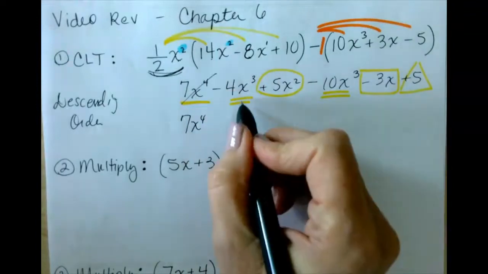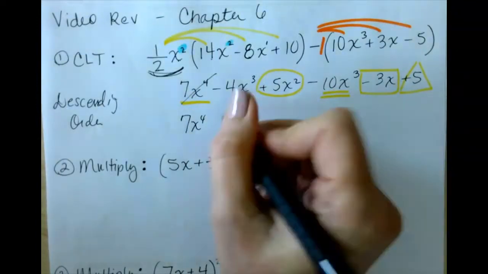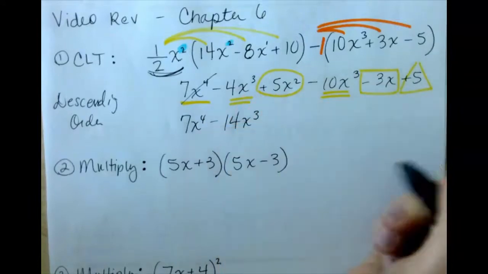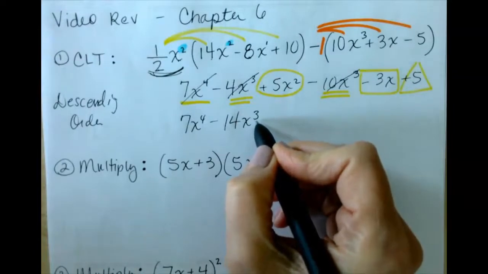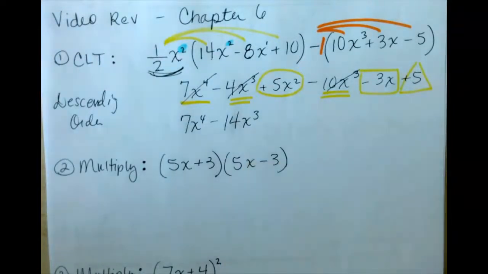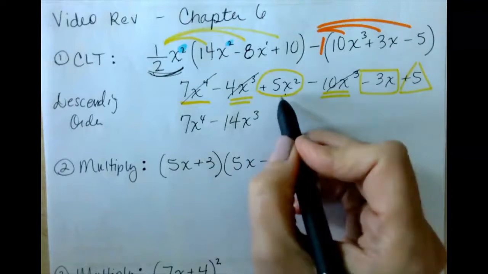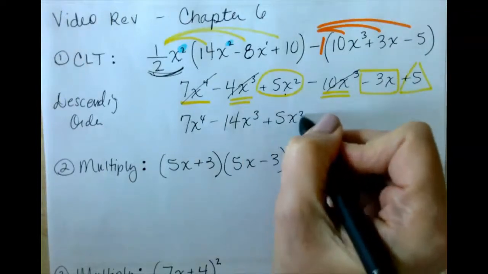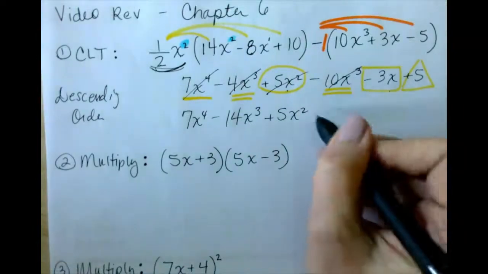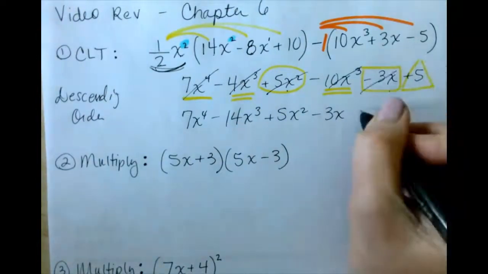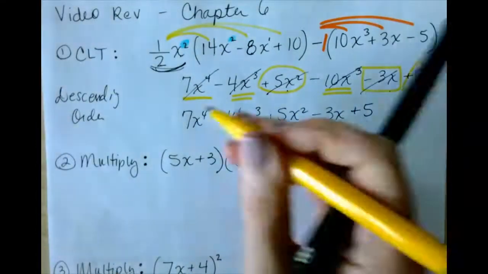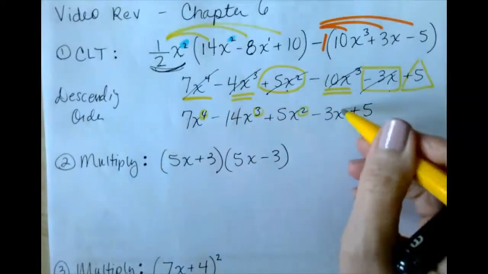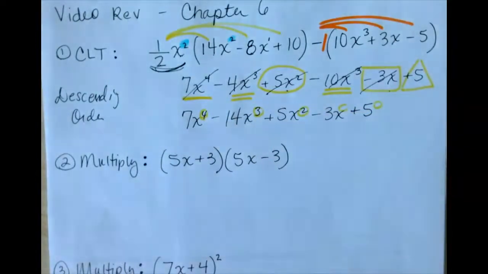Mark it off. -4x cubed, -10x cubed is -14x cubed. Notice that the exponents do not change when we add or subtract. Next, we've got 5x squared. It's the only one, so bring it down. Mark it off. Then -3x, bring it down, mark it off, and then a constant of plus 5. So this is in descending order: 4, 3, 2, 1, and none. So we always want to leave our answers in descending order when possible.